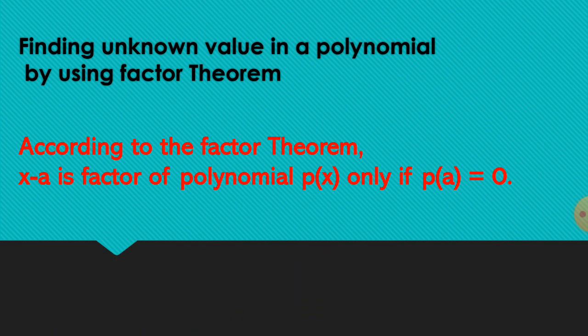According to the factor theorem, x minus a is a factor of polynomial p of x only if p of a equals 0. This indicates that x minus a is a factor of polynomial p of x only if, when you replace x with a, the result obtained is 0. Only then will we say that x minus a is a factor of polynomial p of x.